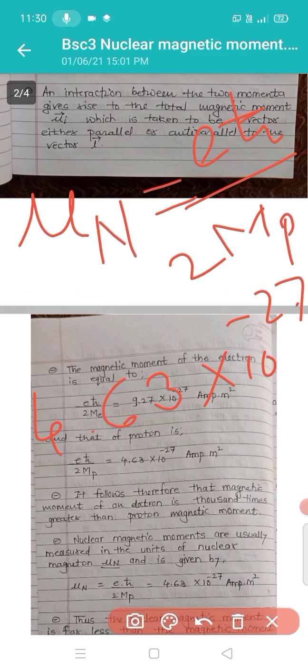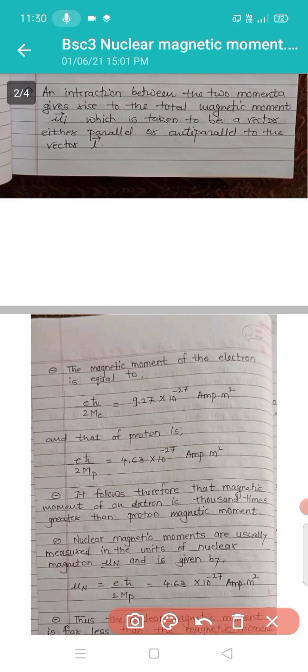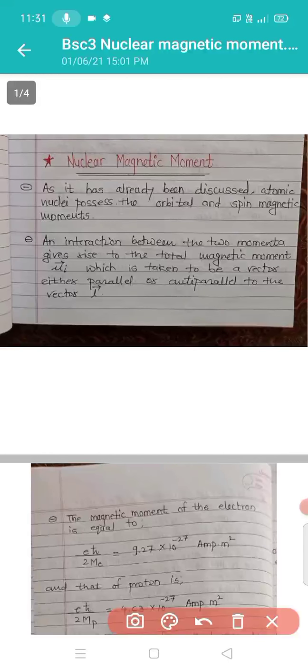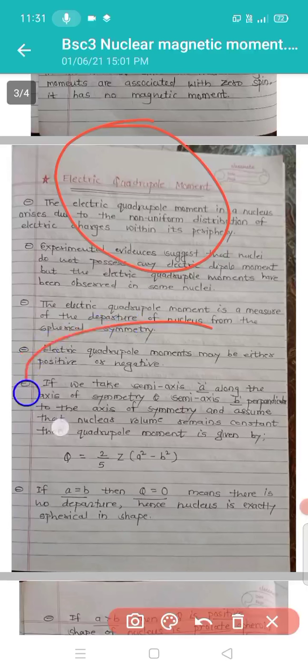Then the next part is the electric quadrupole moment. What is electric quadrupole moment? We already learned the size of the nucleus. Some nuclei are spherical in shape. Some are prolate spheroid. Some are oblate spheroid.